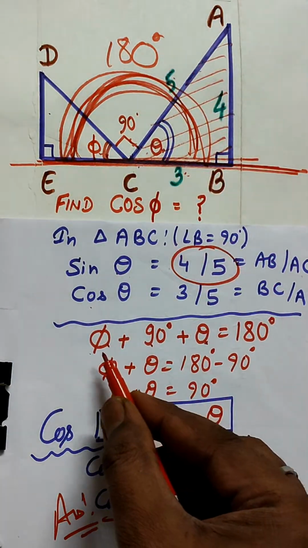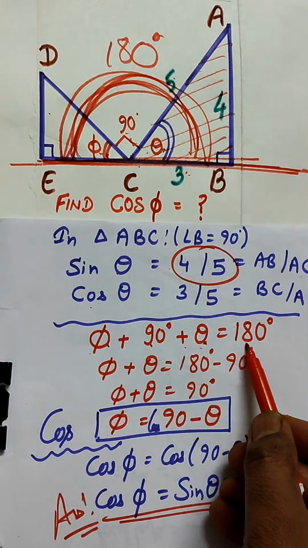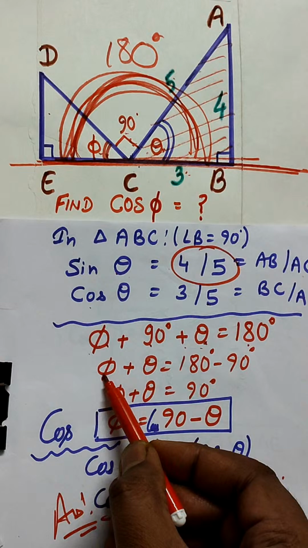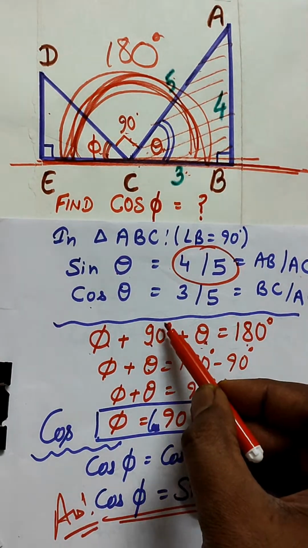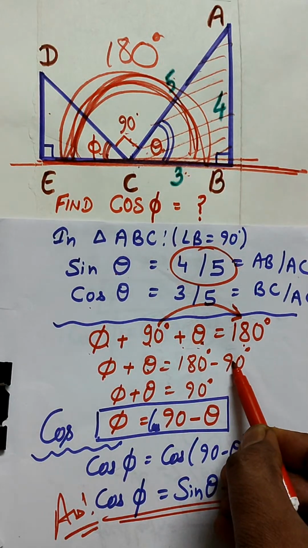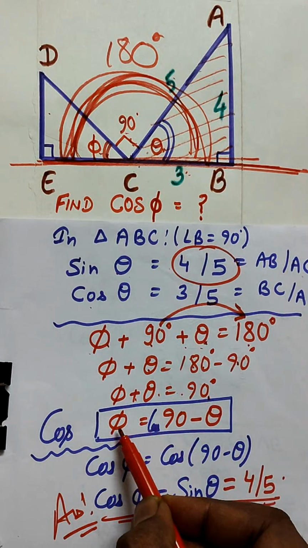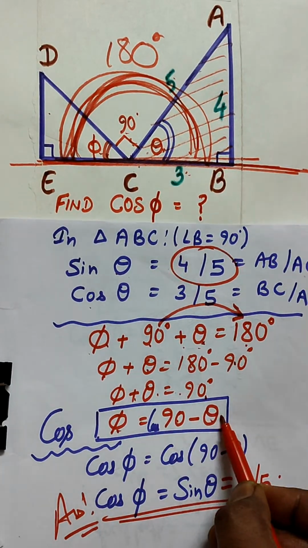So that's why phi plus 90 plus theta is equal to 180 degrees, right? And here phi plus theta can be written as, when 90 goes to the RHS, 180 minus 90. So phi plus theta will be equal to 90 degrees. In this way phi can be written as 90 minus theta.